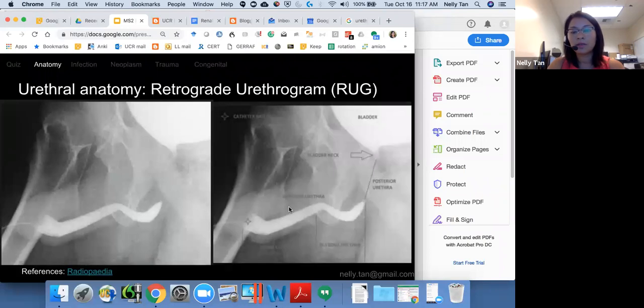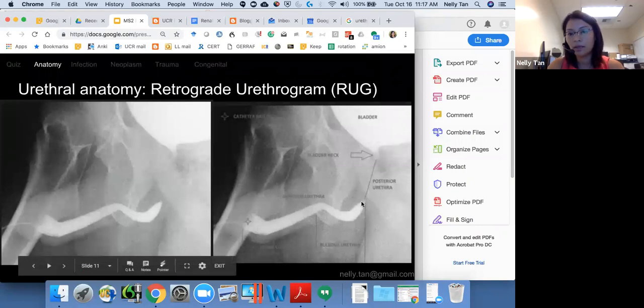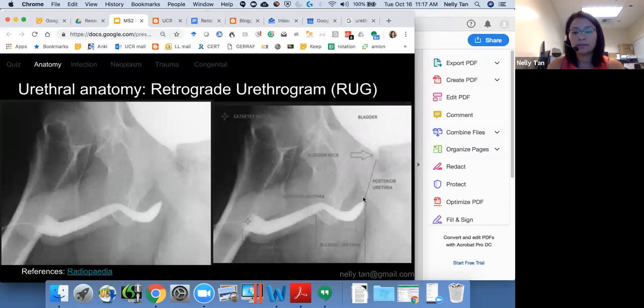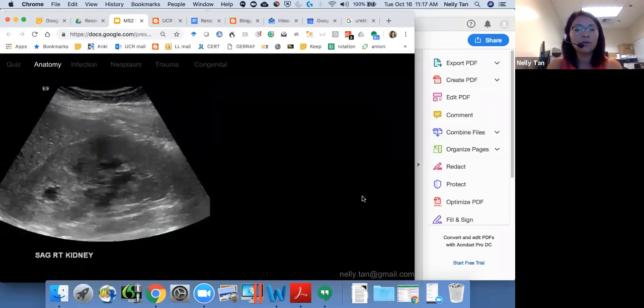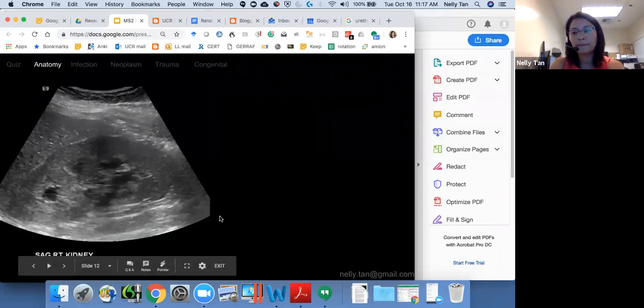These are the different parts of the urethra. You have the anterior urethra, which is anterior to the urogenital diaphragm, and then you have the posterior urethra, which is upstream of the urogenital diaphragm. So what imaging modality is this? Ultrasound, good. And what structure are we looking at?